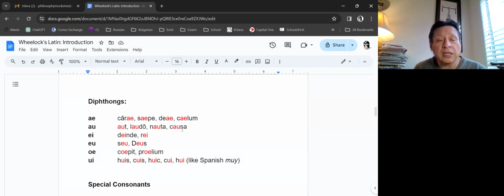So the A and the E together are basically an I sound, like the word aisle, or isle. That's what the AE together make. So this is caerae, the second word is saepe. This word means often, by the way. I say often, like I've always said, but I think most people say often. Whatever, you know what I'm talking about, right? Saepe. Very useful word. The third word here is deī, right? Because this is the diphthong.